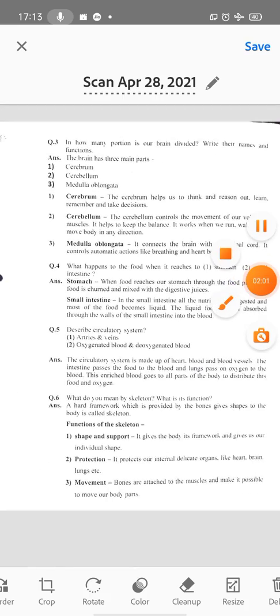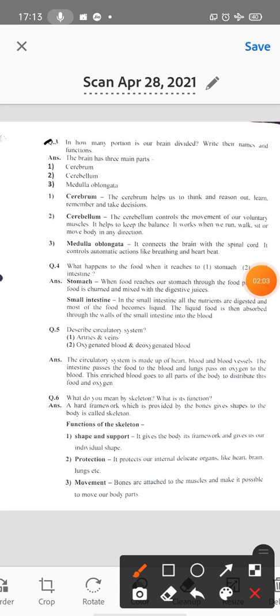Okay, so now the third question. In how many portions is our brain divided? Write their names and functions. Okay, so the question is: in how many portions is our brain divided, and we have to write their names as well as their functions.